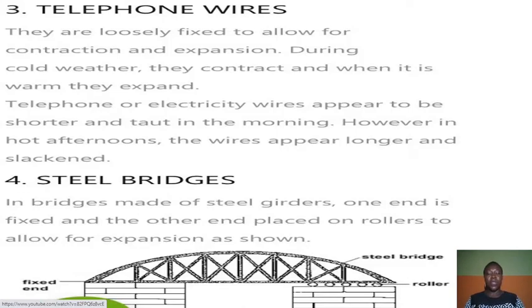Steel bridges also are made of steel girders. While one end is fixed, the other end is placed on rollers to allow for expansion as shown in the diagram.